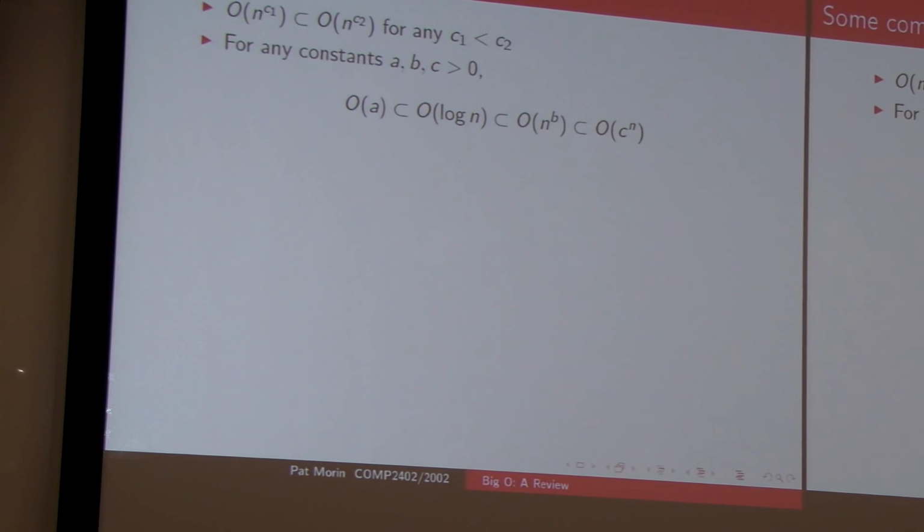And then there's a couple of other common relations. If you have constants, any constants, a, b, and c, any one could be larger than the other, they just all have to be bigger than 0. Then O of a, which we usually write as O of 1, so that's a constant, is a subset of O of log n, which is a subset of O of n to the b for any b, which is a subset of O of c to the n for any c. These are usually called, in this order, a constant function, a logarithmic function, a polynomial function, and an exponential function. It's easy to compare this way.